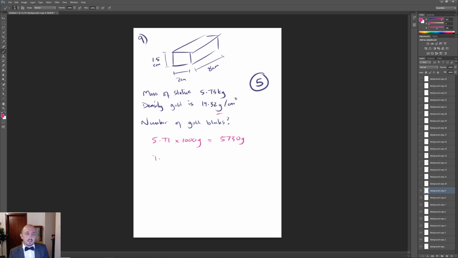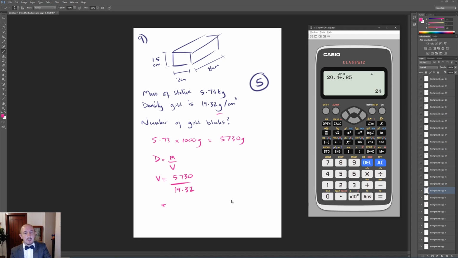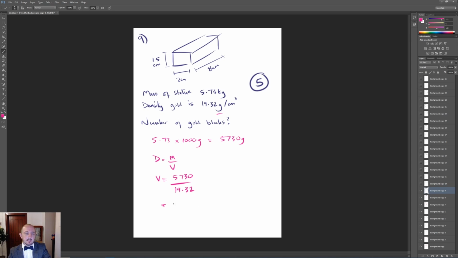So density equals mass over volume. So the volume that we're going to require is its mass divided by its density, 19.32. So we can work that out as 5730 divided by 19.32, and that is about 296, 297. You keep the full value in your calculator.